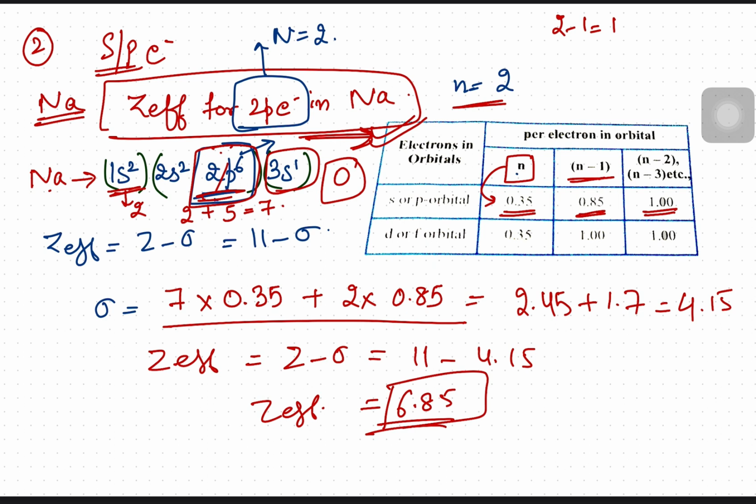Now for D and F electrons, the rule is slightly different, in the sense that here you have to consider 0.35 contribution of the n electrons, and for the remaining you have to consider 1 as the contribution. This we will clear from an example.